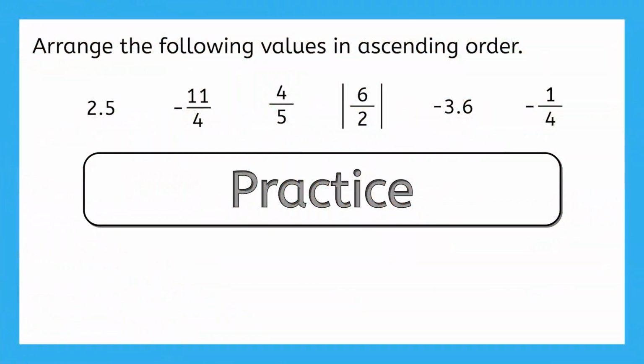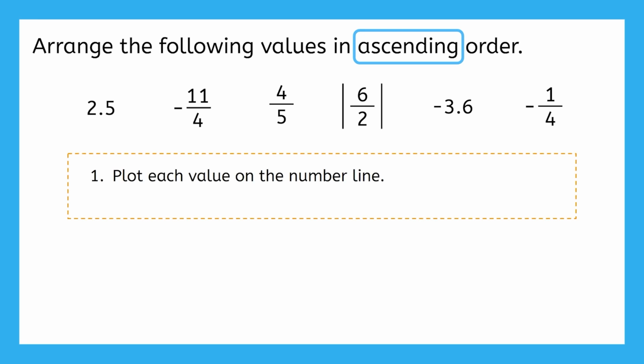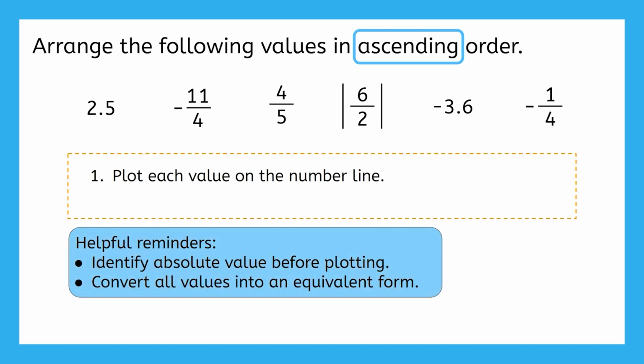Let's practice with a whole new set of numbers. Arrange the following values in ascending order. First, plot each value on the number line in your guided notes. Remember to identify any absolute values before plotting. You may also convert all of the values into an equivalent form if you think that'll be helpful to you. Then, order the original numbers. Pause while you work.